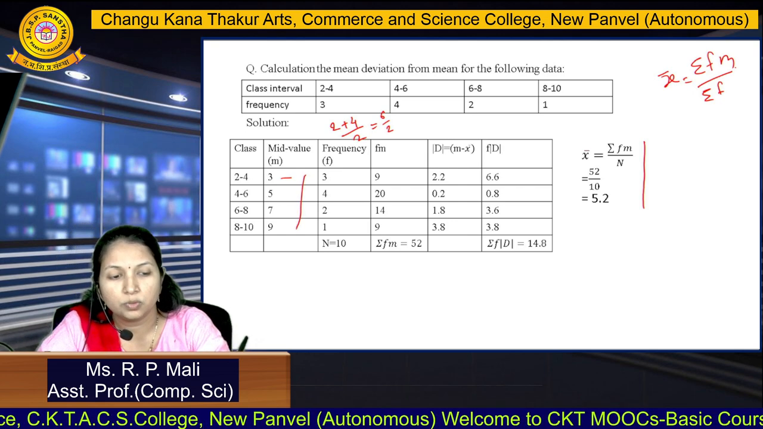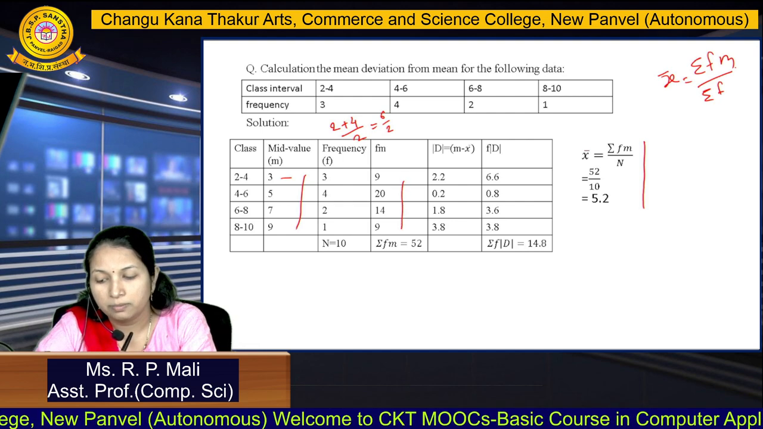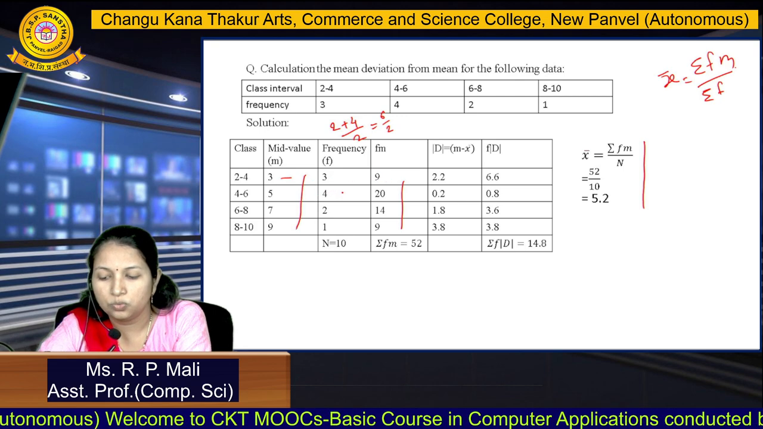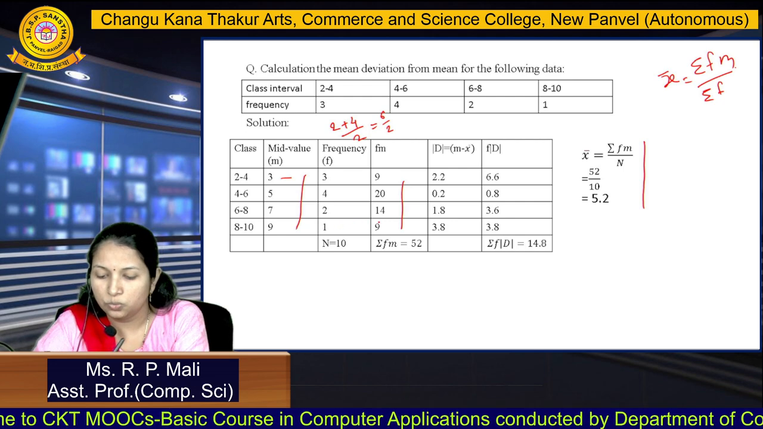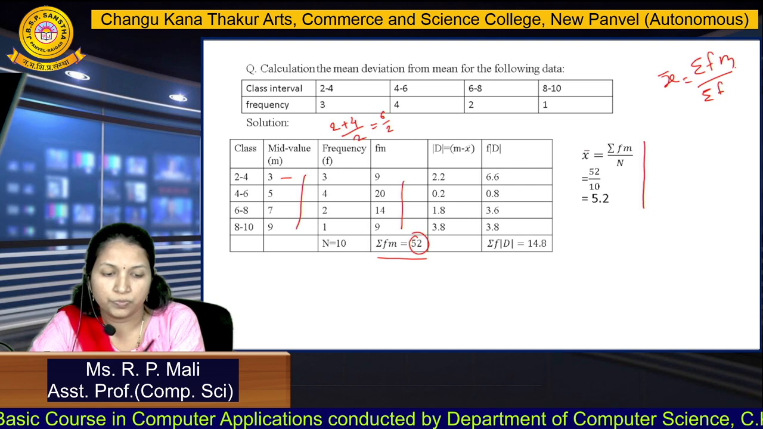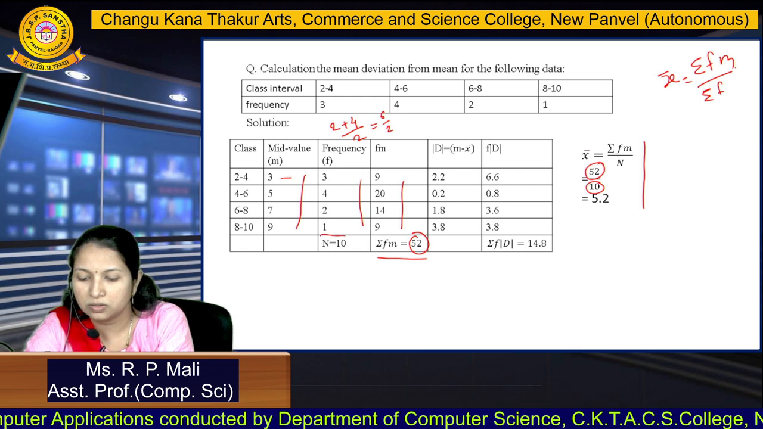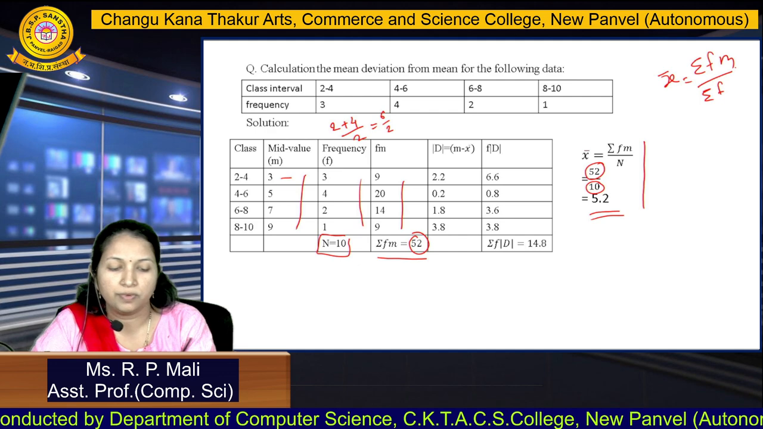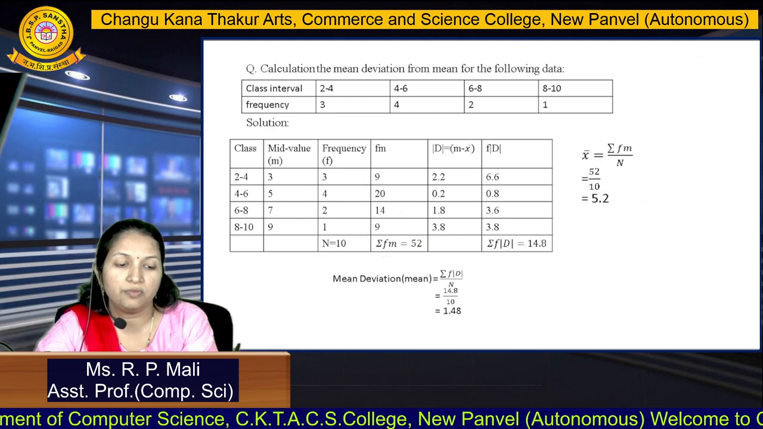Okay. After that, we are going to find the product of f and m. So, this is the column for product of f and m. Okay. So, your first mid value is 3. 3 into 3, 9. 5 into 4, 20. 7 into 2, 14. Okay. Then 9 into 1, 9. After that, we are going to find the summation of this column. What is it? 52. Okay. So, the 52 divided by 10. Now, 10 is what? Summation of the frequency. Right. Okay. So, the 52 by 10 is what? Your 5.2.